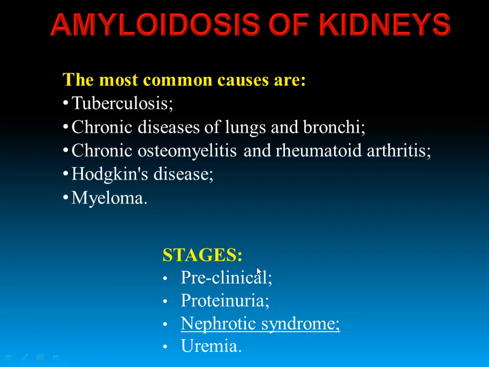There are 4 stages in the clinical course of amyloidosis. Preclinical stage without clinical manifestations; proteinuria without any symptoms but only changes in urine due to increased amount of protein in the urine; nephrotic syndrome development with all possible clinical manifestations; and the last stage, uremia, accumulation of a large amount of nitrogen waste products in the bloodstream.